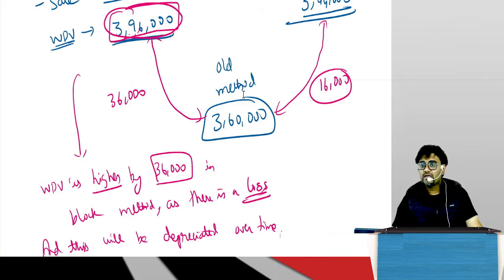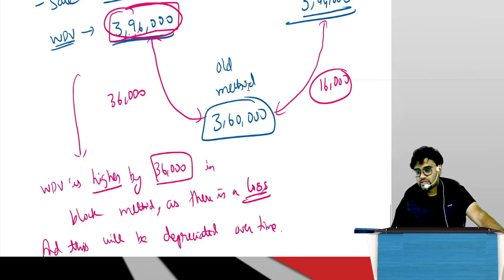On the other hand, instead of subtracting 1,80,000, I am subtracting 1,96,000. Means what? More has been subtracted. When more has been subtracted, WDV will become less. In the old method, 16,000 was credited to the P&L account. In the new method, the WDV is reduced by 16,000 and you will claim less depreciation over the next few years.